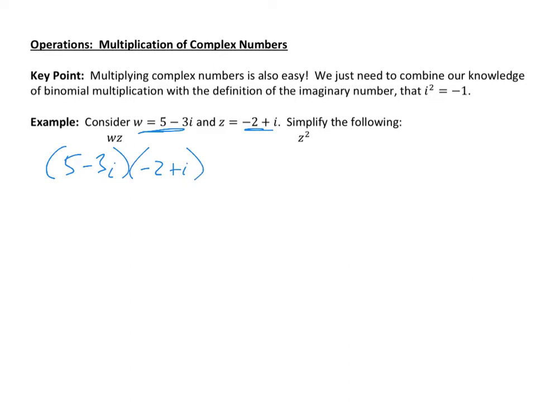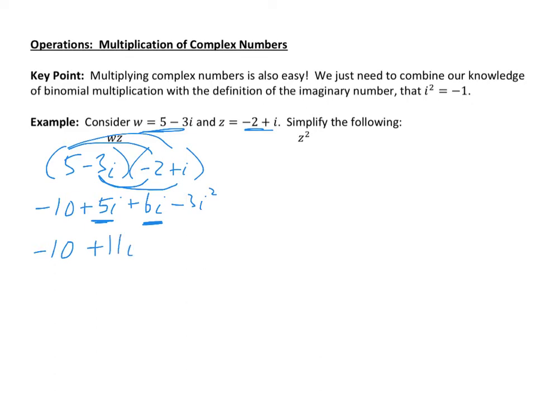So we're going to take this and multiply these, and FOIL these just like we would anywhere else. 5 times negative 2 gets me negative 10. 5 times i gets me plus 5i. Negative 3i times negative 2 gets me plus 6i. And finally, negative 3i times i gets me minus 3i squared. Okay. We can see here that these are both imaginary numbers, so I could combine those. I now have negative 10 plus 11i.